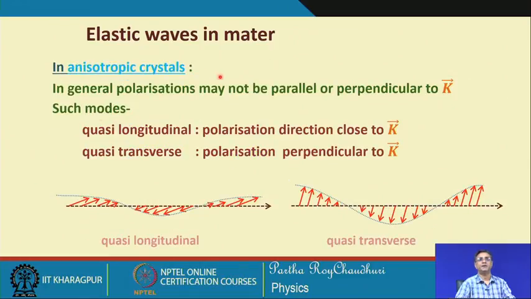However, in general the polarizations may not be parallel or perpendicular to k. It all depends on the material properties. One mode is very close to longitudinal, that is why it is called the quasi longitudinal mode, whereas the other is more inclined to the transverse tangential polarization. This is why it is called quasi transverse polarization. This again can have two polarizations, whereas there is one possible longitudinal mode.